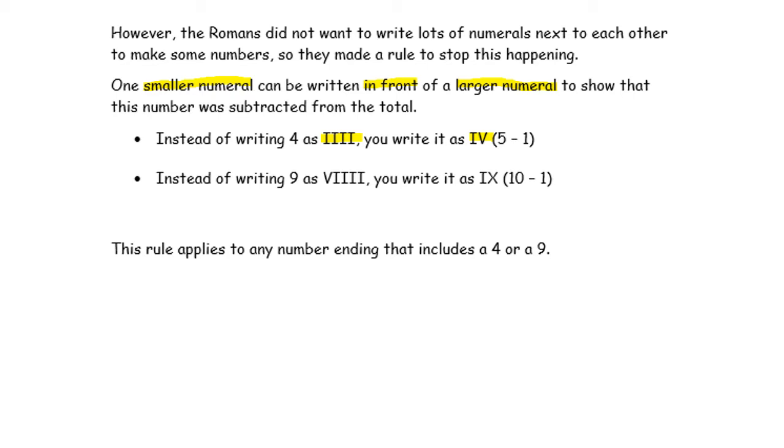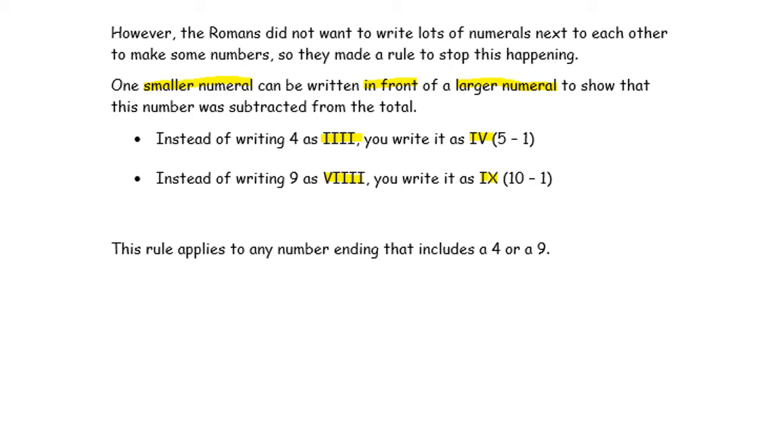Okay, and then instead of writing 9 as VIIII, 5 plus 4, you write it as IX, which is 10, your X, take away 1, your I, and that's 9, okay? Even though this sounds a bit confusing, you just have to remember that this rule is for any number that has a 4 or a 9 in it. So 4, 9, 14, 19, any number like that.